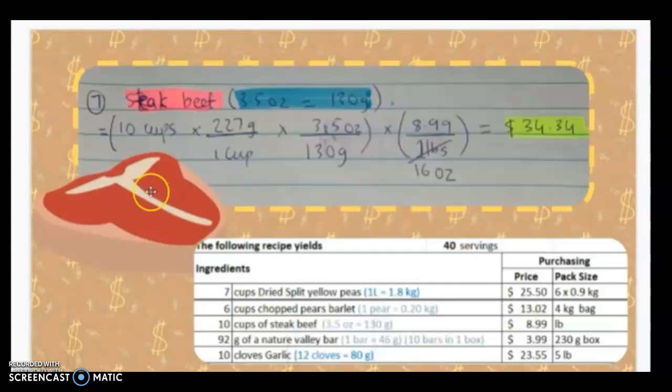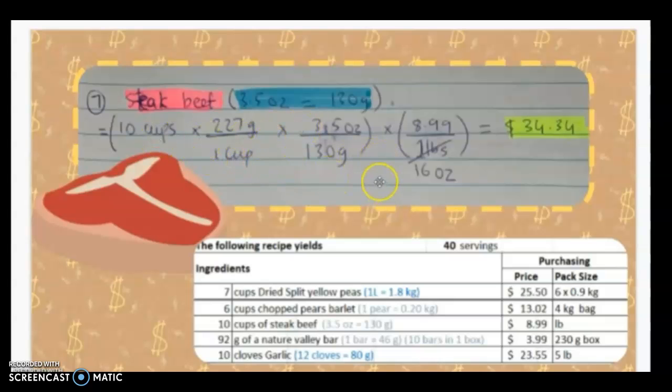Let's move on to the next one. Over here we have the steak beef, and our equivalency is 3.5 ounces is equal to 130 grams. The portion size was 10 cups, and again we know 1 cup is equal to 227 grams, and when we look at the equivalency, 130 grams is equal to 3.5 ounces.